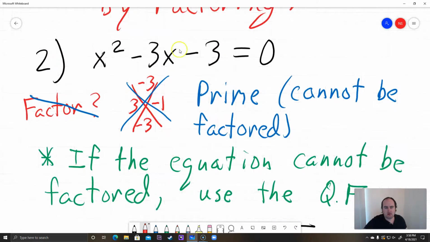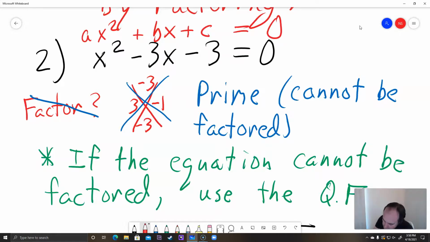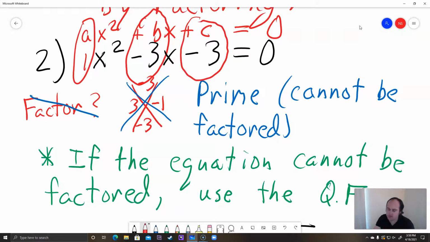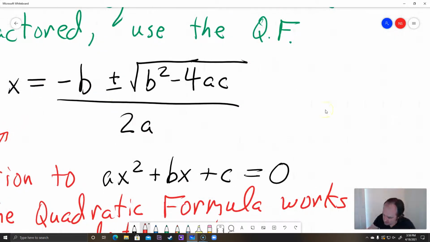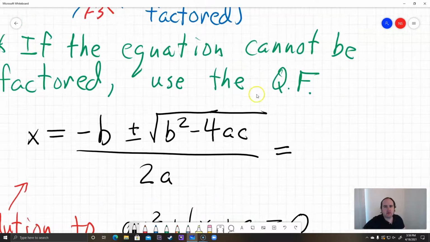Okay, so what we got here is we have ax squared plus bx plus c equals 0. So we can see here that a is 1, b is negative 3, and c is also negative 3. So now we can actually just plug in a, b, and c into our formula. Okay, so x equals negative b plus minus the square root of b squared minus 4ac all over 2a. So we said that b was negative 3.